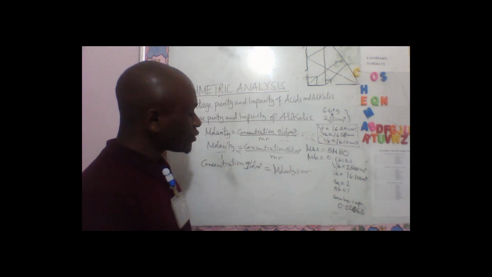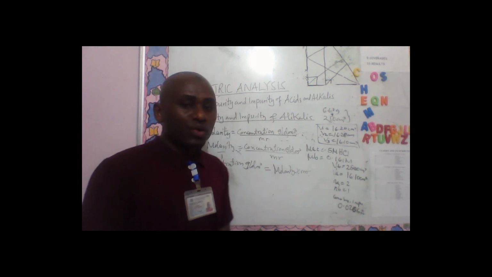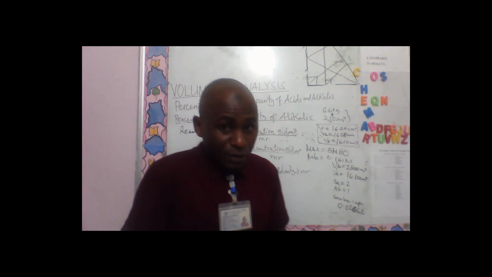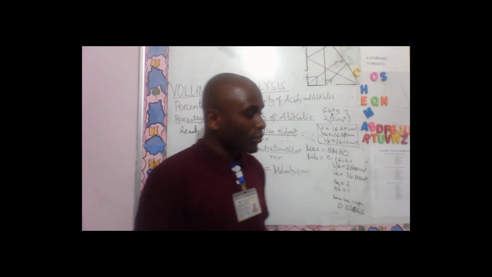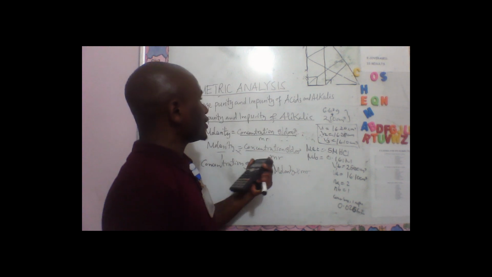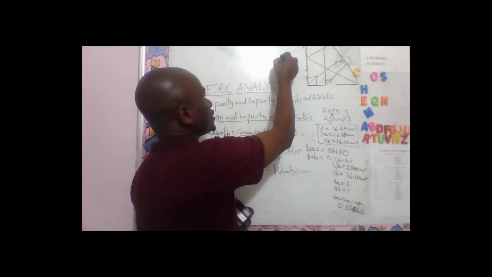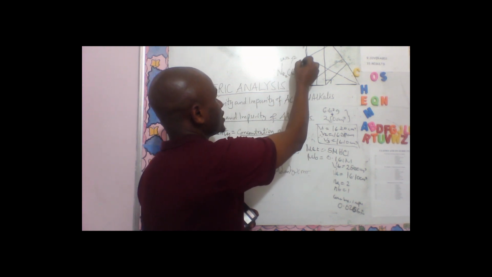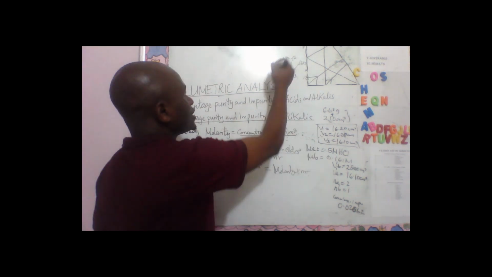If it's molarity times molar mass, here we are supposed to know the molar mass of the sample which we need to find out its percentage purity. What is the molar mass of sodium carbonate? Sodium carbonate is 23 times 2, plus 12, plus 16 times 3.